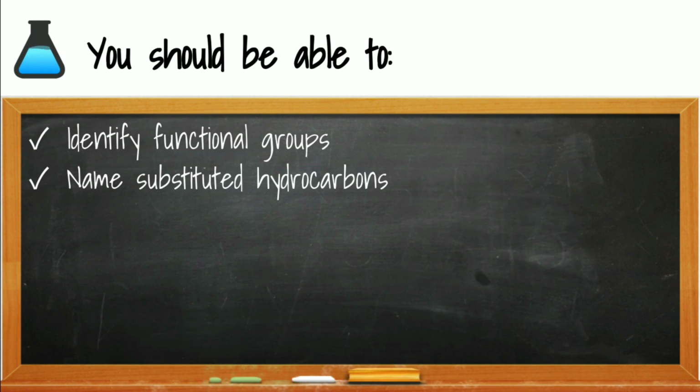So by now you should be able to identify functional groups using reference table R as a guide and name any compound containing these functional groups, also known as a substituted hydrocarbon. So remember, we're not memorizing, we're just using examples in our reference table to guide us.